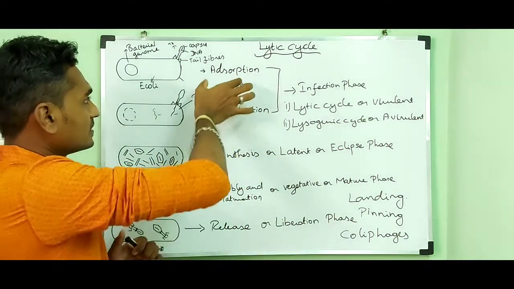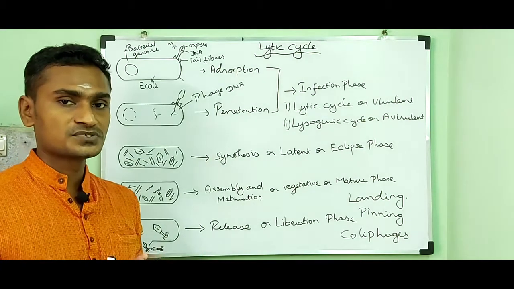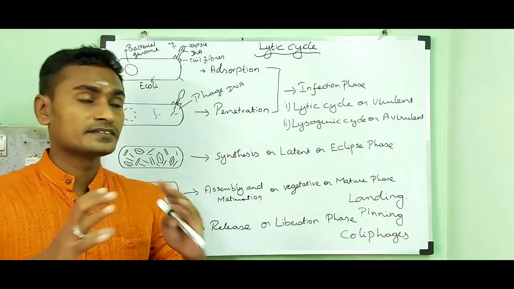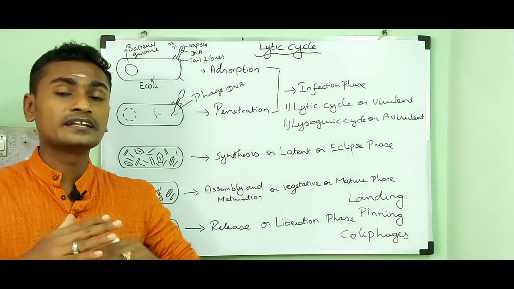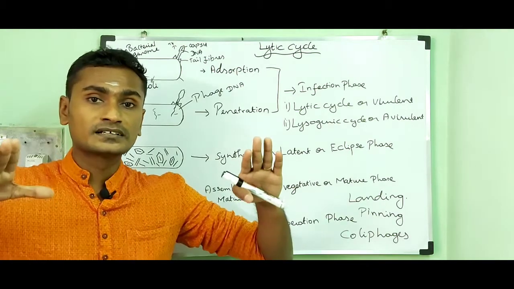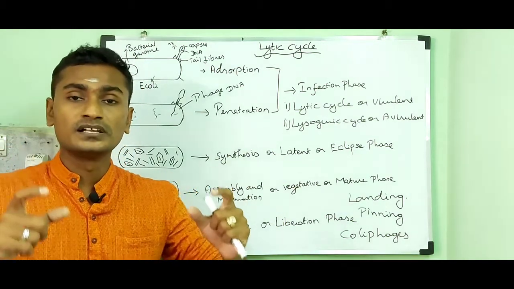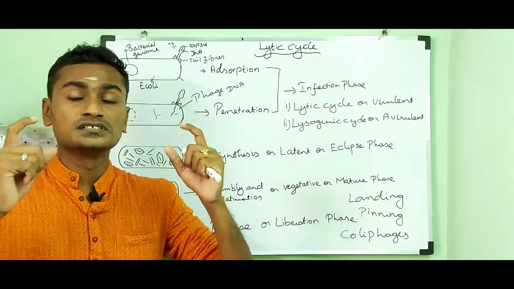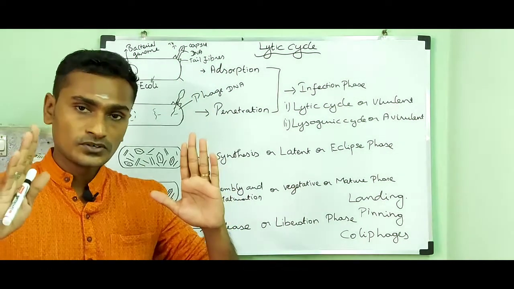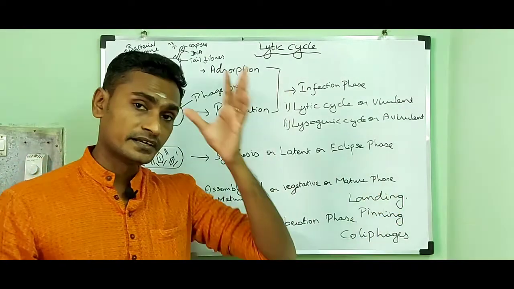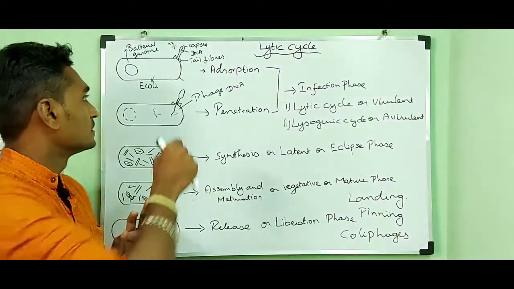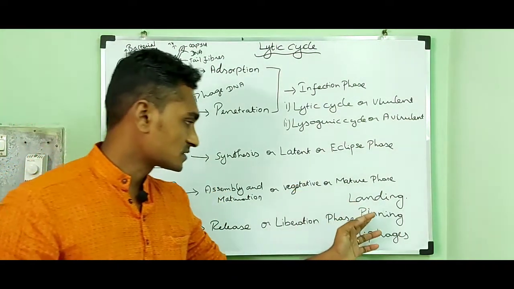So in the first step, adsorption, the tail fiber recognizes the receptor site on the bacterial cell wall and makes contact with it with the help of lipopolysaccharide, the chemical present in the tail fiber of the bacteriophage, and that process is called landing. And the tail fibers bend and anchor on the bacterial cell wall, and that process is called pinning.